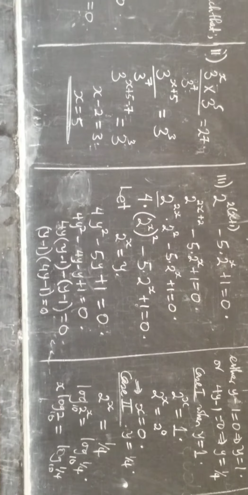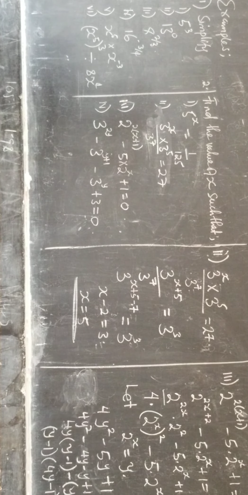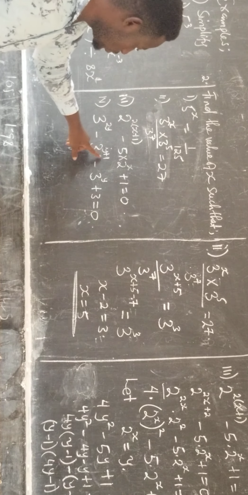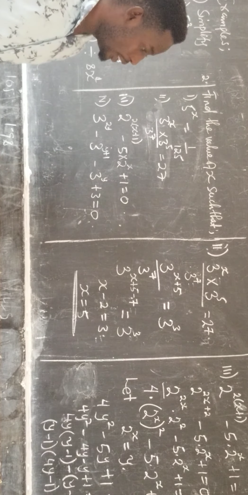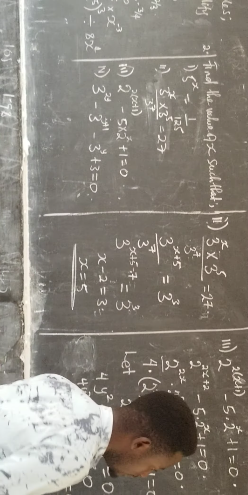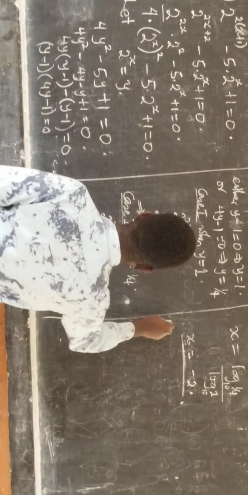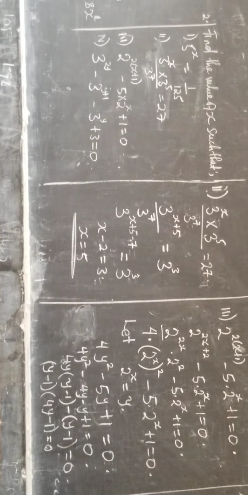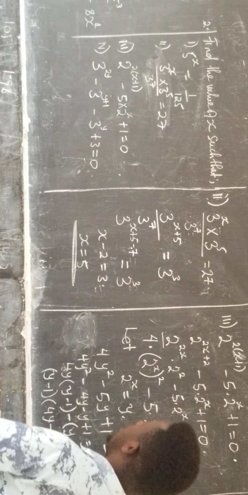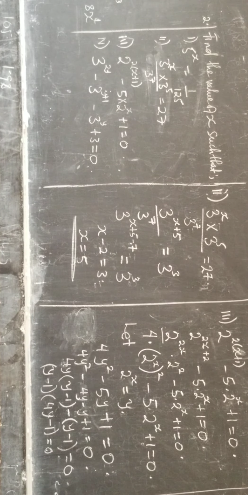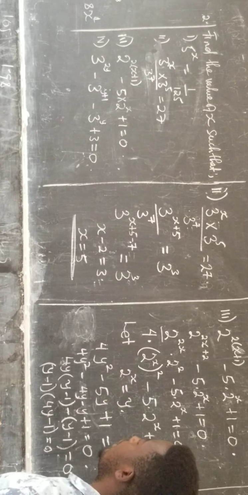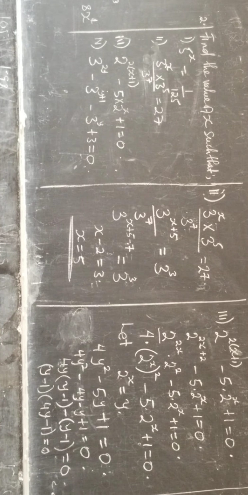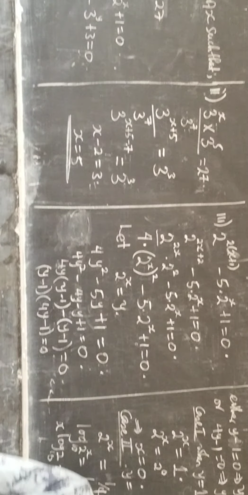Our last example here: 3 power 2y minus 3 power y plus 1, then minus 3 power y plus 3. That is our first question. It says 3 power 2y, then minus 3 power y plus 1, then minus 3 power y, then plus 3 is equal to 0.